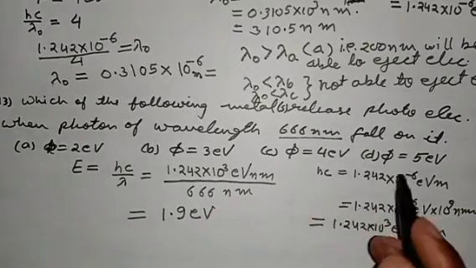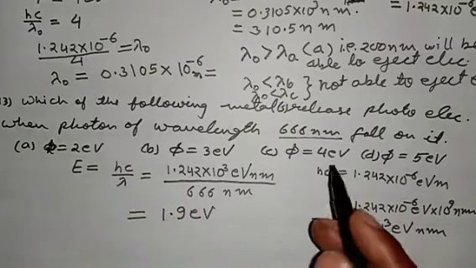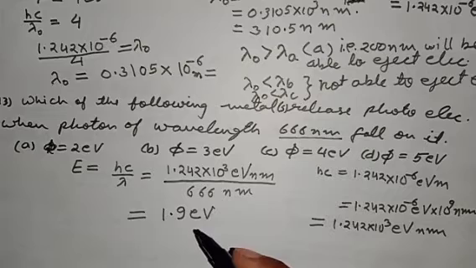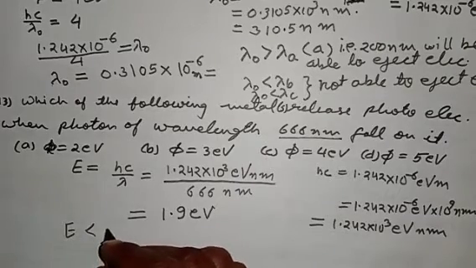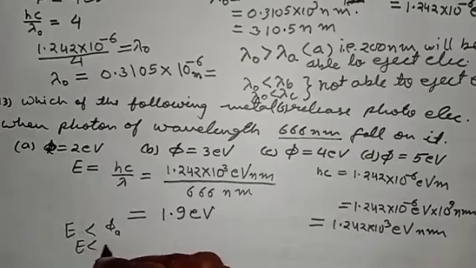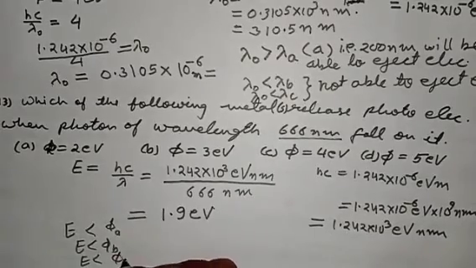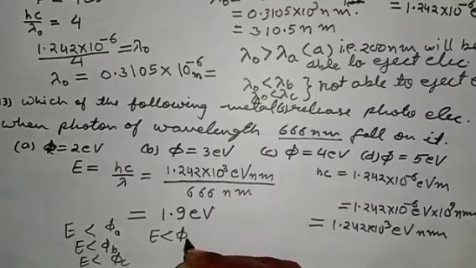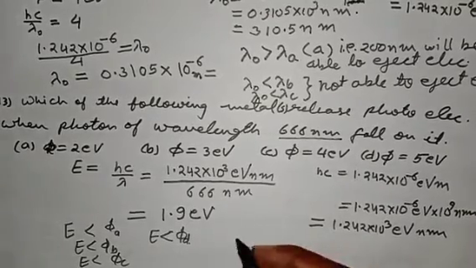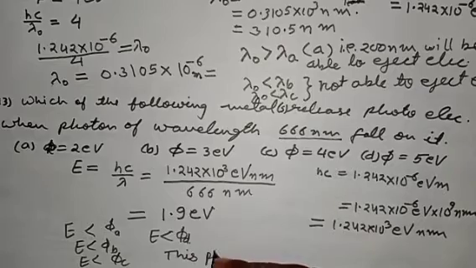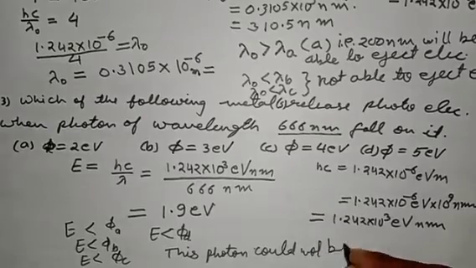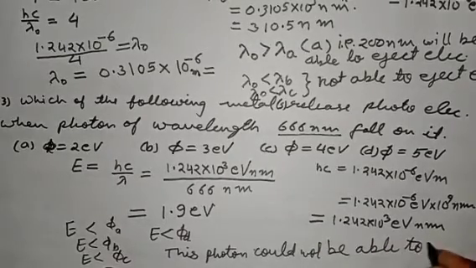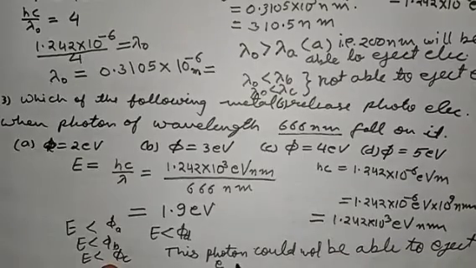Now all of these have work function greater than this, so it cannot be. So as E is less than phi A, E is less than phi B, E is less than phi C, E is less than phi D. All of them are greater. So this photon could not be able to eject electron from any of the given metals.